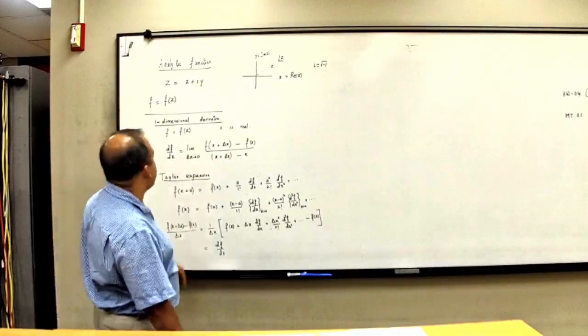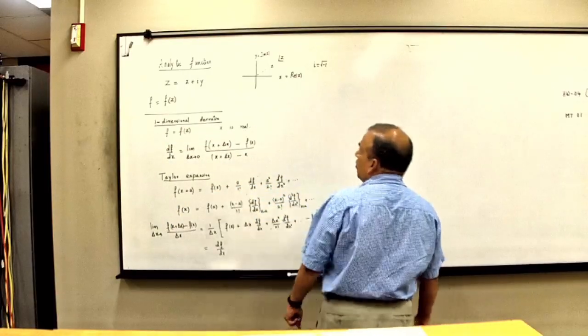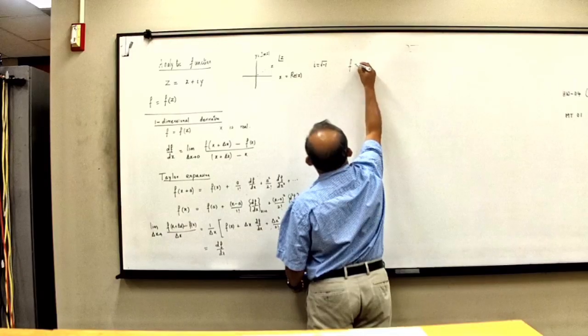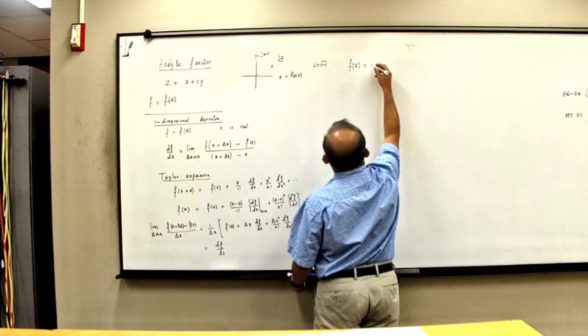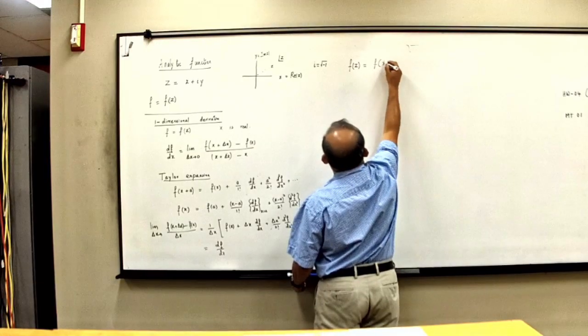So that's one dimension. Now we want to extend this to 2 dimensions, correct? So we have f of z. This is now equal to f of x plus iy.